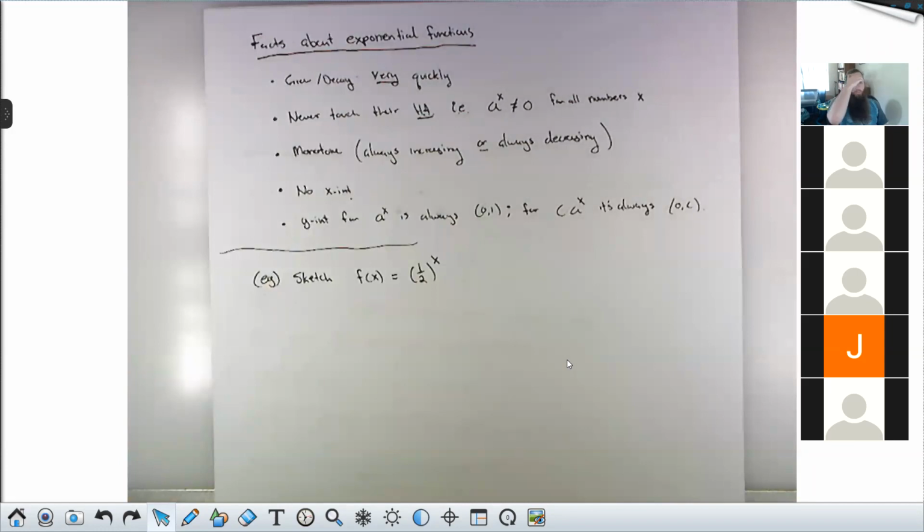So I'd like to graph 1/2 to the x next. Now there's a long way to do this and a short way to do this. The long way to do this is to repeat what we just did a second ago, make a big old table, plot the points. Anybody think of a faster way?